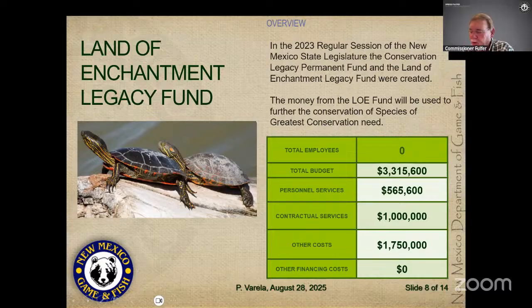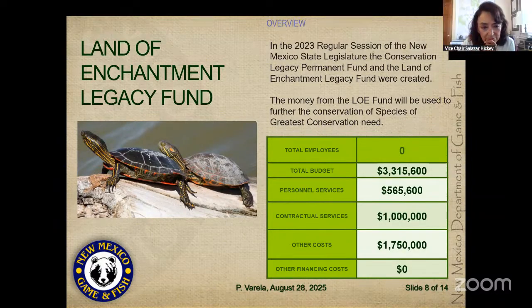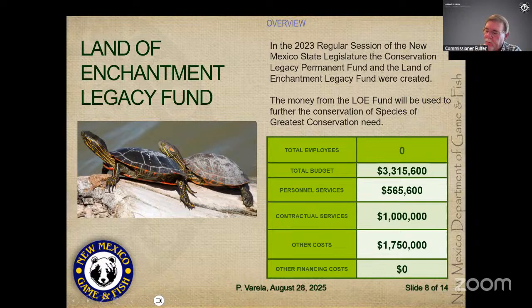So this is just a legacy fund. I was trying to see what the contractual service amount was there. Are you able to see what I'm sharing? Yes. Okay. Now, contractual services is 1 million. For the Land of Enchantment, were you asking about the overall budget? No, I was just wondering what's the largest cost there on the contractual services in that Land of Enchantment fund?